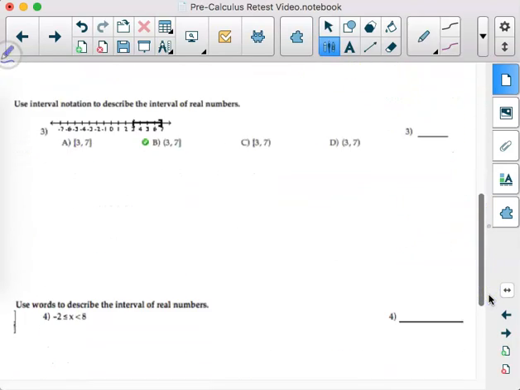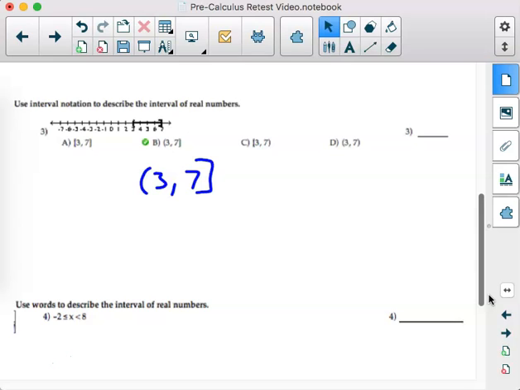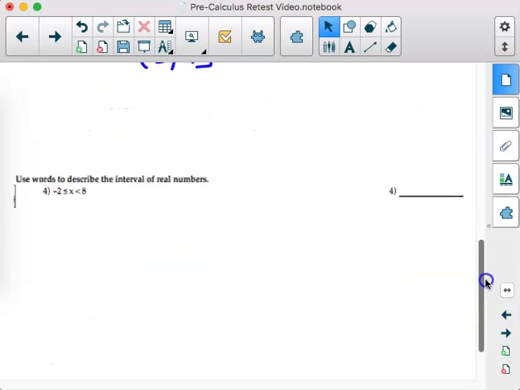Number 3, use interval notation to describe the interval of real numbers. This is why interval notation is so important. Basically, you look up here and see, well, we don't include the 3, but we do include the 7 because it has the square brackets. And that's all you have to do, is you have to match it up with what you have here. So that's describing that interval, and that is interval notation.